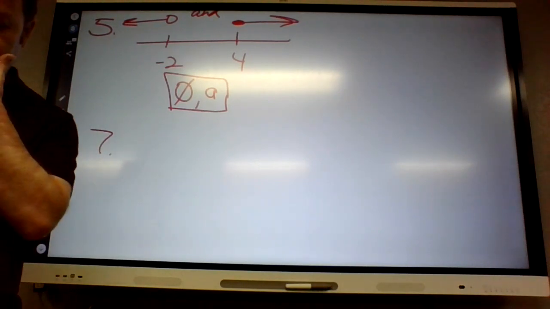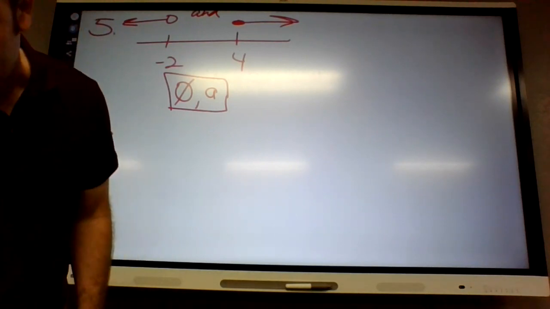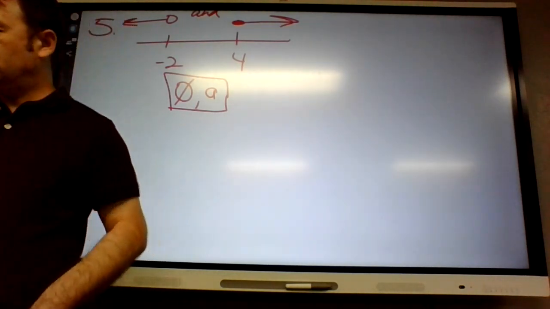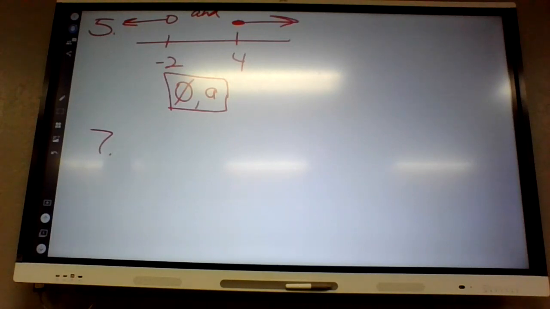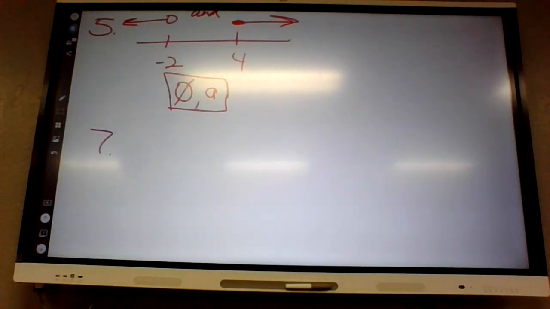Number 7. Okay, so 7 says Fraser firs, evergreens often used for Christmas trees, grow in regions 5 and 6 of the climate map at the beginning of this section. So you have to turn your page back one to look at it. Write a compound inequality to describe the average annual low temperature T of the following areas. Then number 7 says areas in which Fraser fir grow.